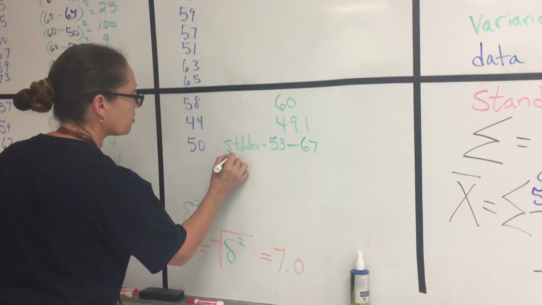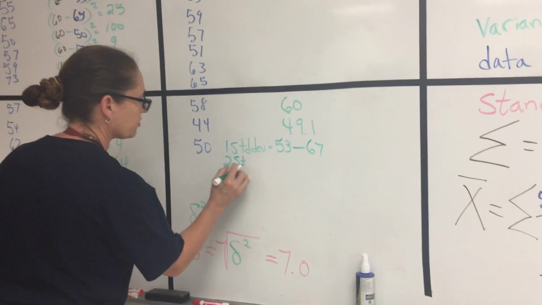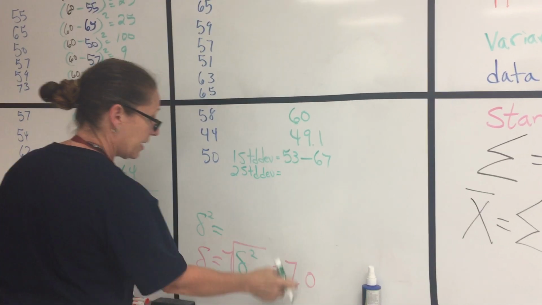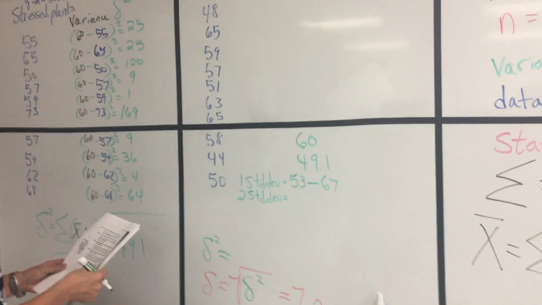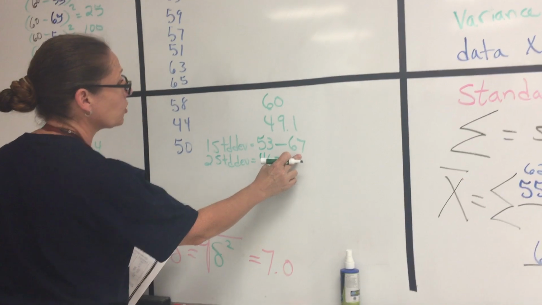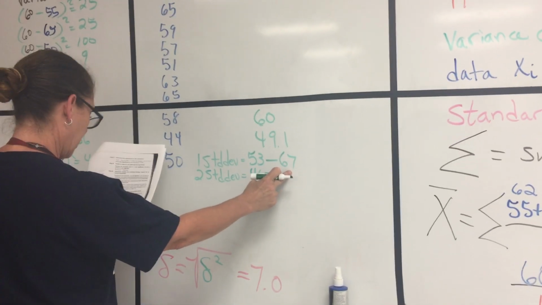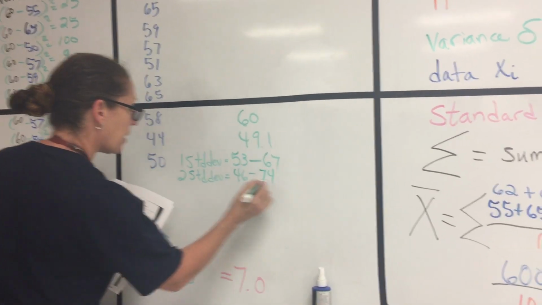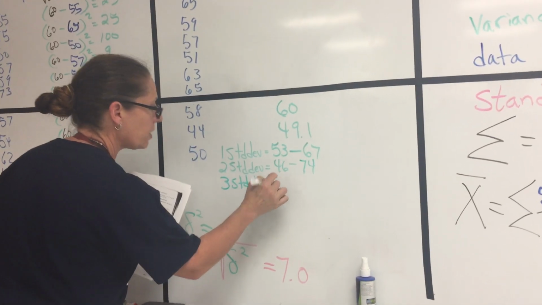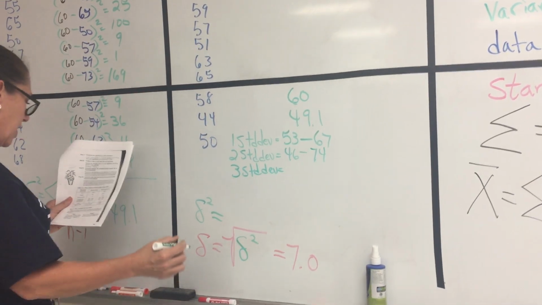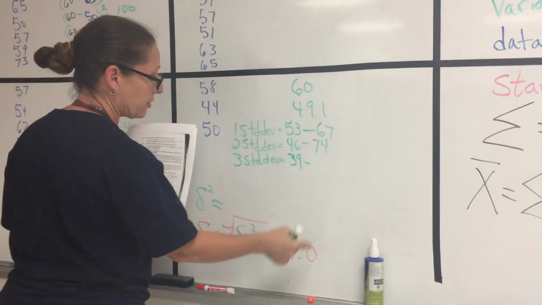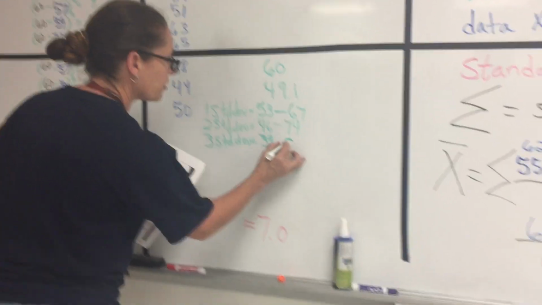Then our next standard deviation band, our second one, is going to be 53 minus our 7. So 53 minus our 7 is going to give us 46. And then we're going to add 7 to our 67, and we will get 74. Then our third standard deviation is going to be 46 minus our 7, and then we get 39. And to the 74, we add our standard deviation of 7, and that'll give us 81.